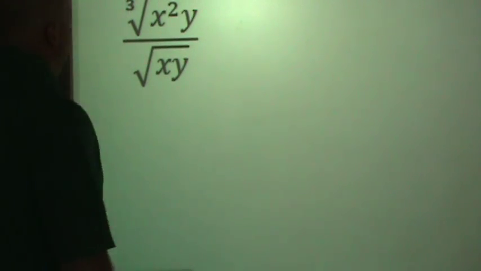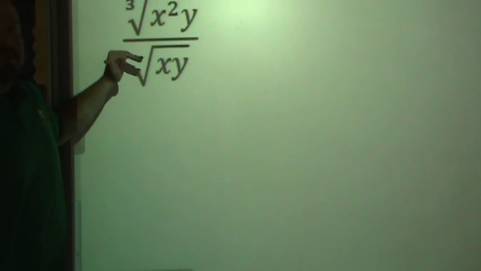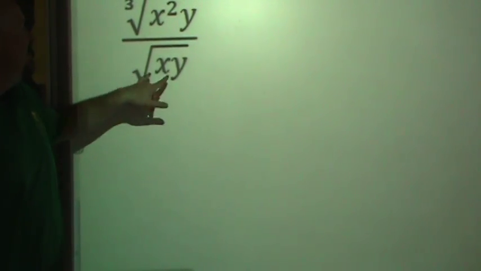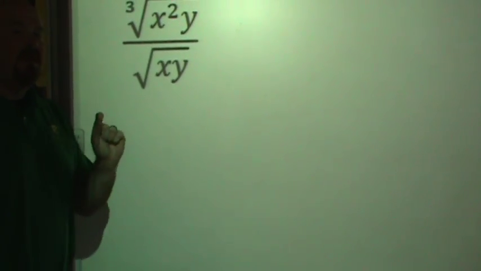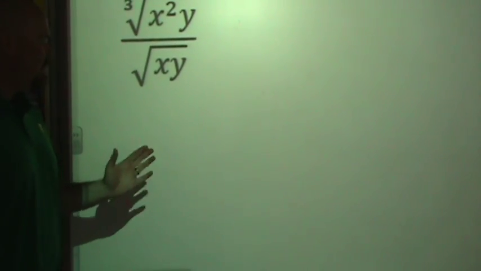All right, this is a bit of an interesting one. We've got different degrees in our radicals here. We've got different expressions underneath those radicals. So a lot of pitfalls here, a lot of mistakes that could be made. Let's look at a couple different approaches here.